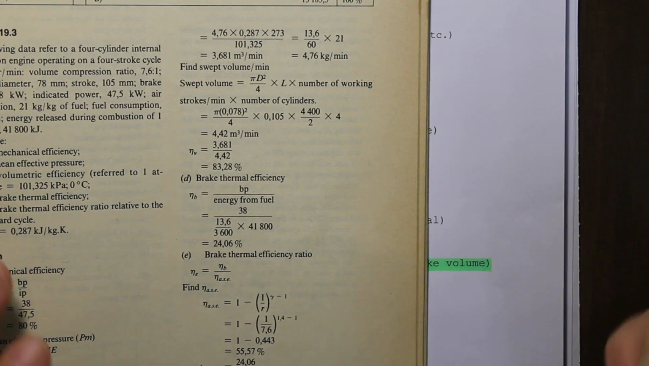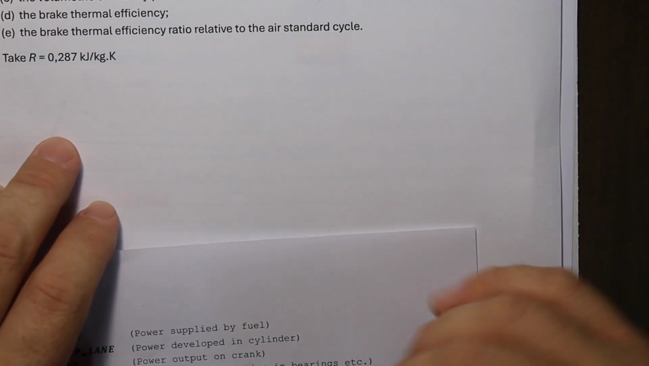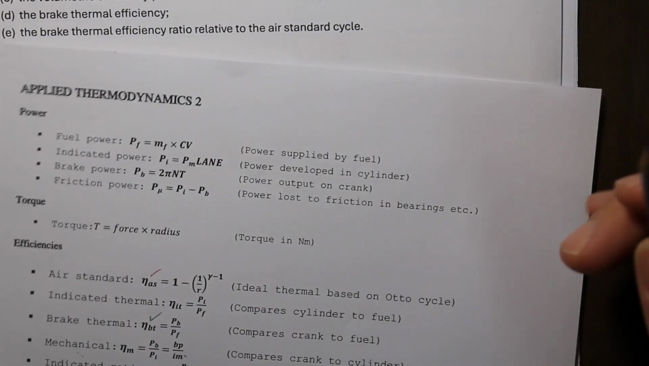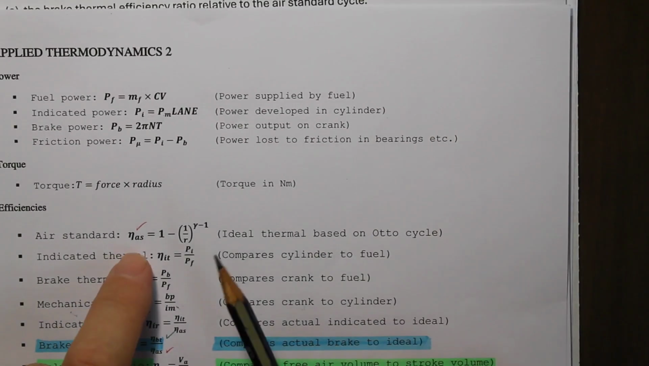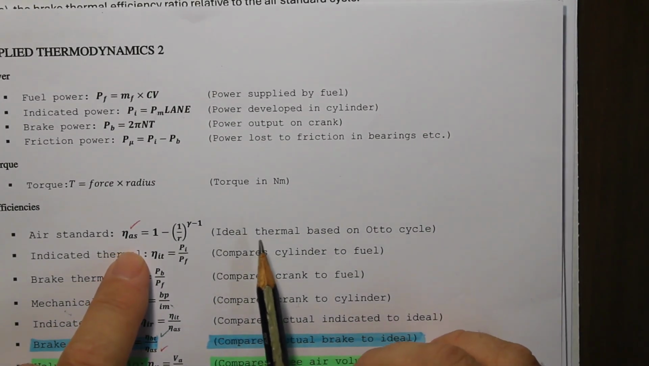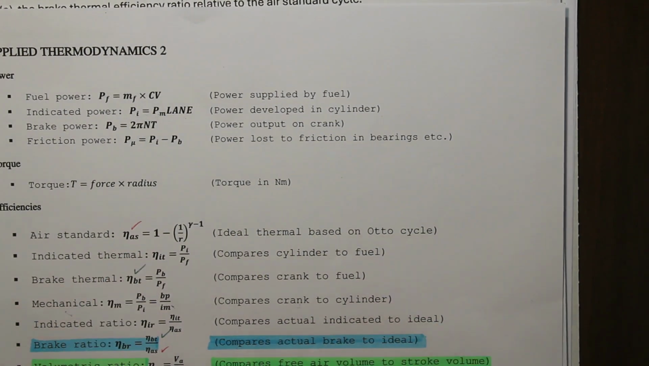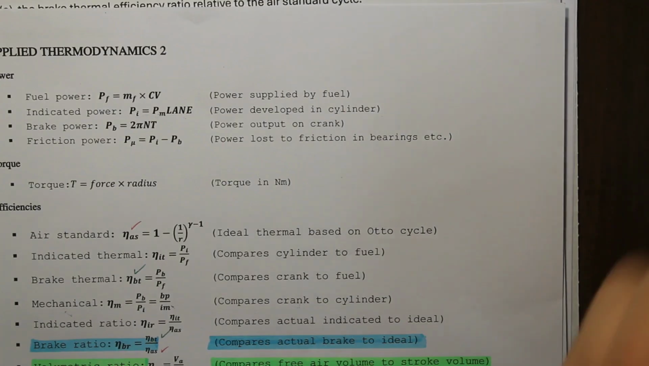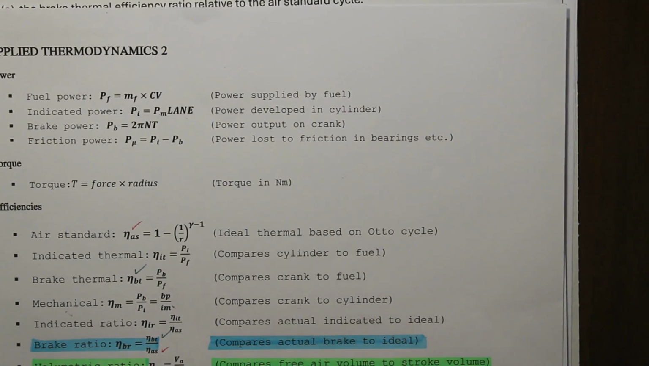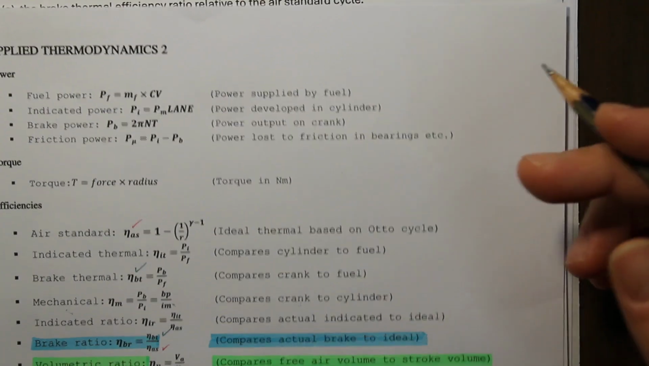All right, now on part E, what are they asking for now? They're saying the brake thermal efficiency ratio relative to the air standard cycle. What does that mean? Okay, so the air standard cycle. So at the top here, we've got air standard cycle or air standard efficiency. And this is the ideal thermal efficiency based on the Otto cycle. Okay, so this is a perfect scenario.